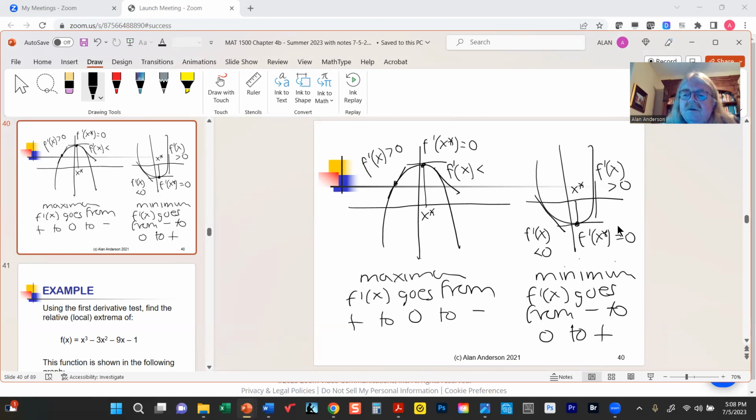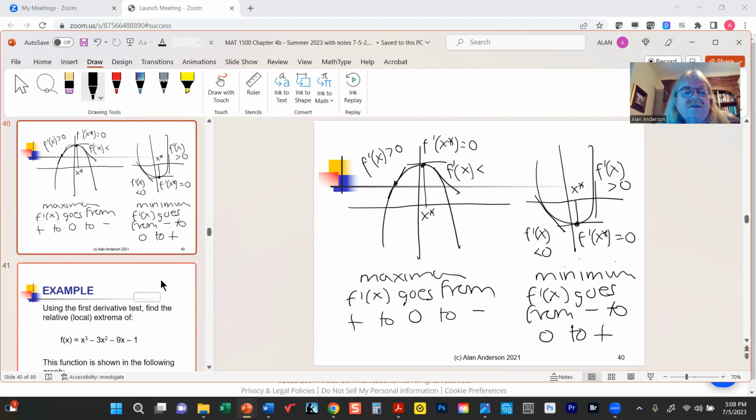On the right-hand side, with the relative minimum, we're doing the opposite. Okay, so notice the slope at exactly x star is equal to 0. The slope to the left of it is negative. The slope to the right of it is positive. So it's that pattern that we're looking for. The pattern of the first derivative near the extreme points is what's giving it away. It's telling us whether this is a maximum or a minimum.